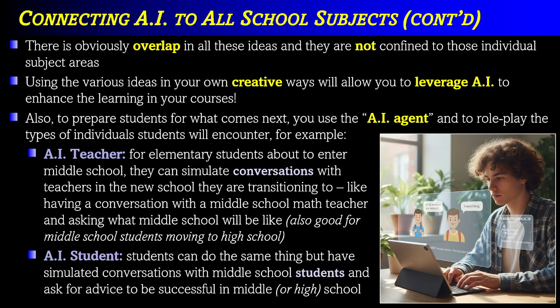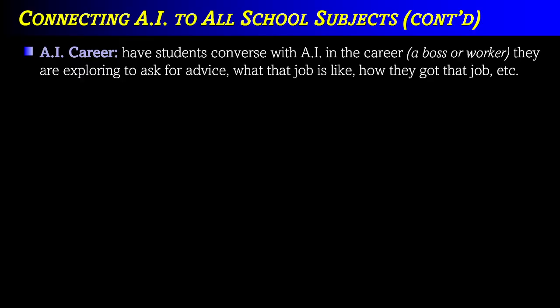You can also have AI simulate student interactions. Do the same thing, but have simulated conversations with middle school students. So as a primary student, you could say, what's it like to speak with a middle school student? Or as a middle school student, simulate speaking to another student in high school and have it evaluate how you conduct that conversation, thus alleviating some of the anxiety of students transitioning to their new roles in their new schools. You could do something similar with AI careers, having students converse with the AI as a boss or as a worker they're exploring, asking for advice, what the job is like, how they got to that job, all through AI agency.